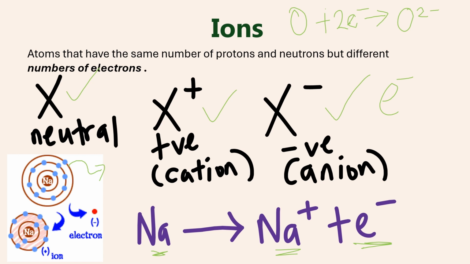In ions, there's charges. In isotopes, you have varying masses due to different number of neutrons. And then we've reviewed what the atomic number is and what the mass number is.